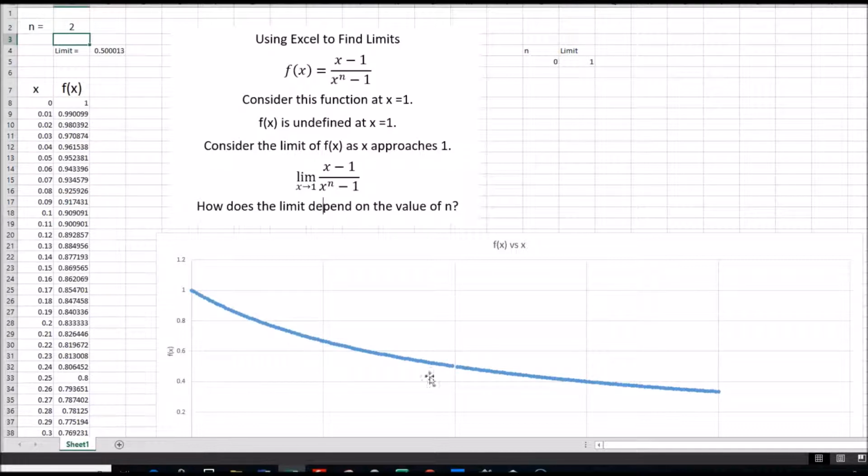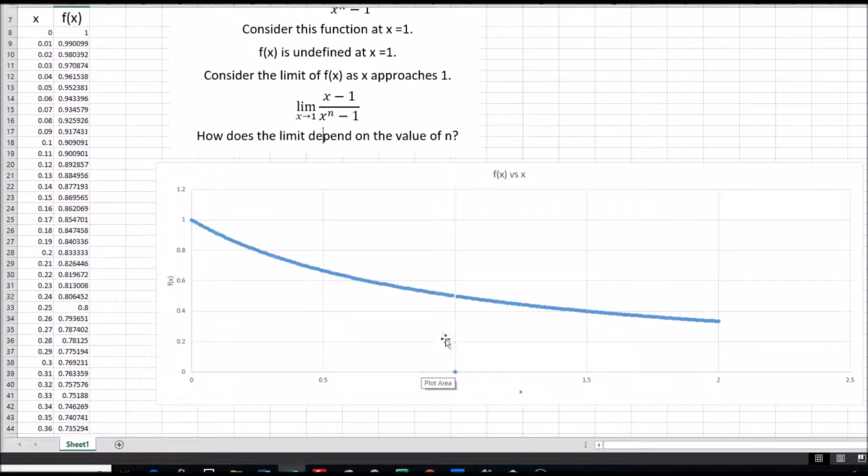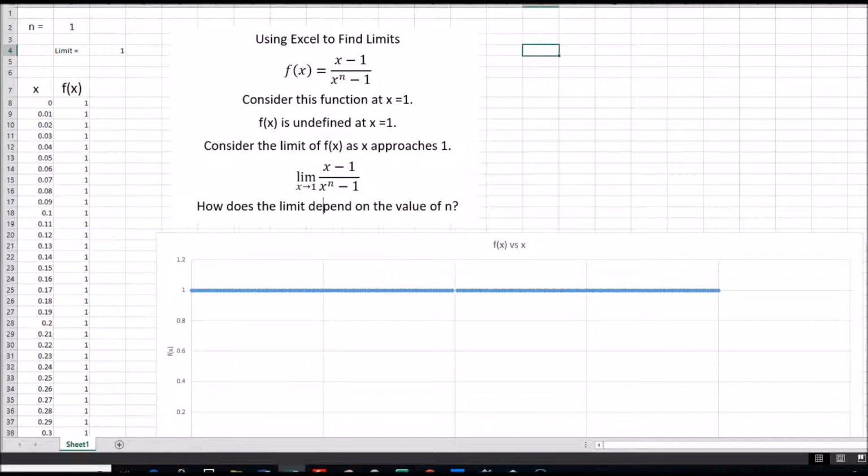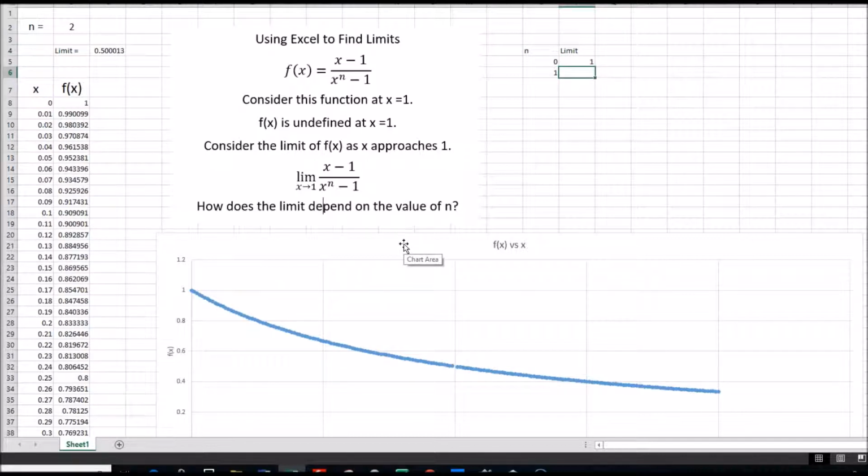Okay, it's no longer a straight line, all right? But you can see it still has a gap at 1, right? But as we approach 1, it looks like it's fine. It's about 0.5, all right? And the limit is 0.500013. So let's put about 1/2. So let's put different values of n in the limit. It would be more accurate if we use smaller intervals.